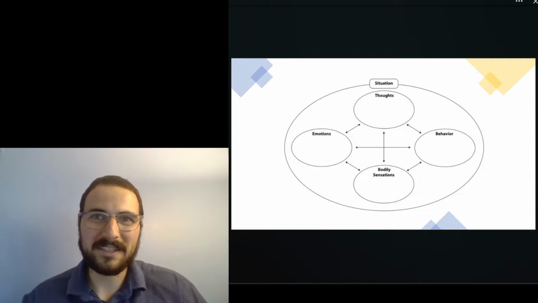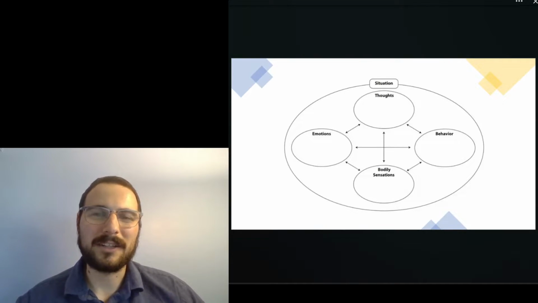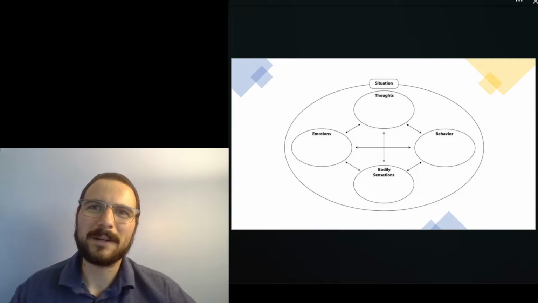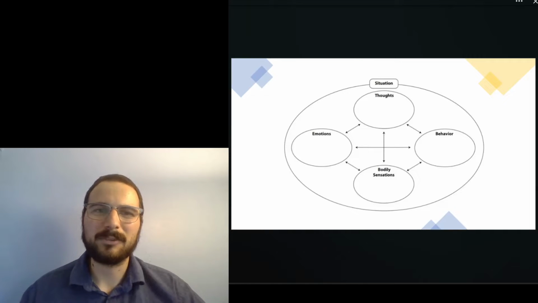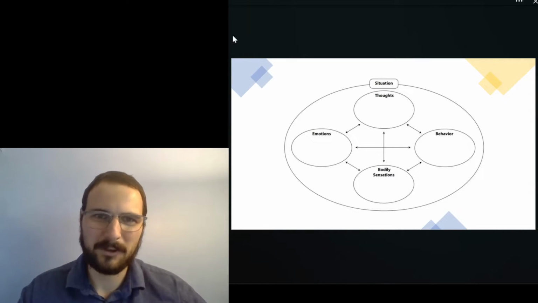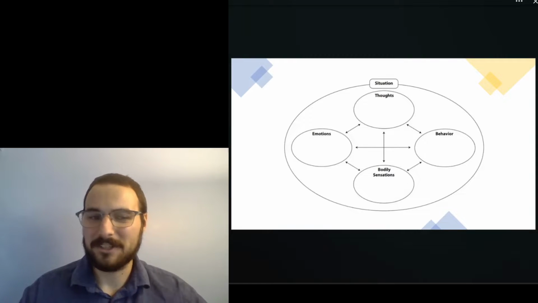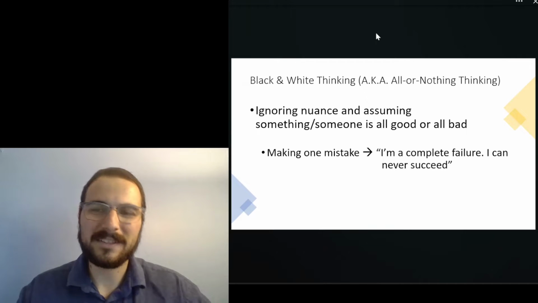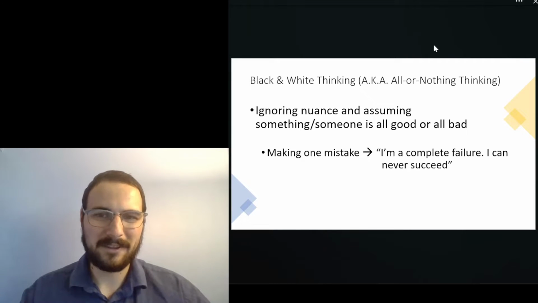There's a lot of different ways to define them or categorize thinking traps. There's a lot of overlap between the different ones, but I picked out two just to kind of explain the general idea. And of course, in future videos, we can always go over specific ones if that's something that you're interested in. Now, we're going to start with black and white thinking. This is also sometimes called all or nothing thinking.